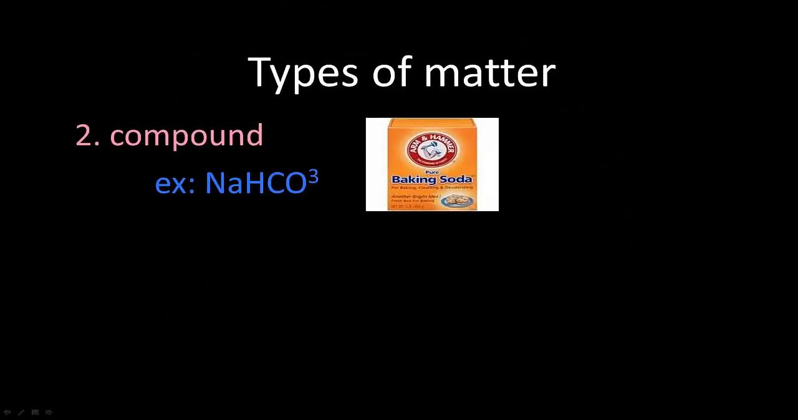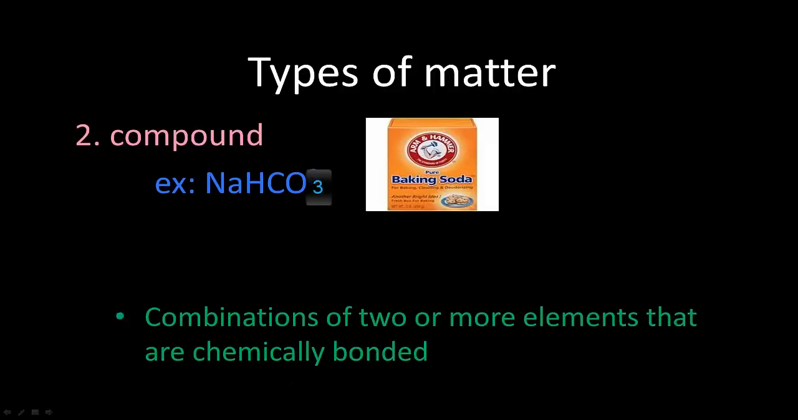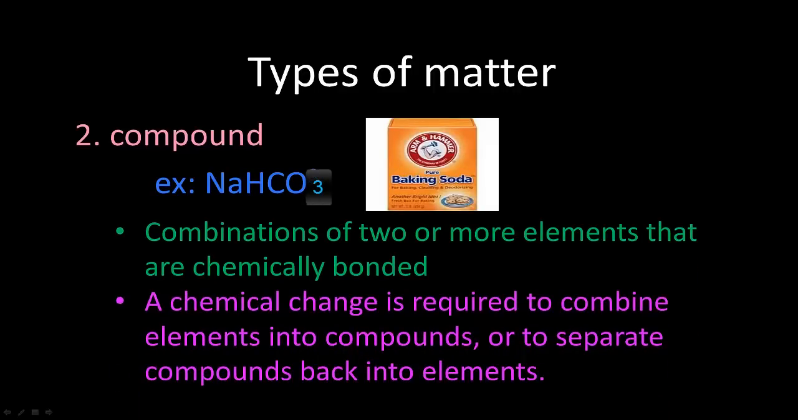Compounds. This is baking soda, NaHCO3. Compounds are combinations of 2 or more elements, and they are chemically bonded together. A chemical change is required to combine these elements or to separate the compounds back into elements.